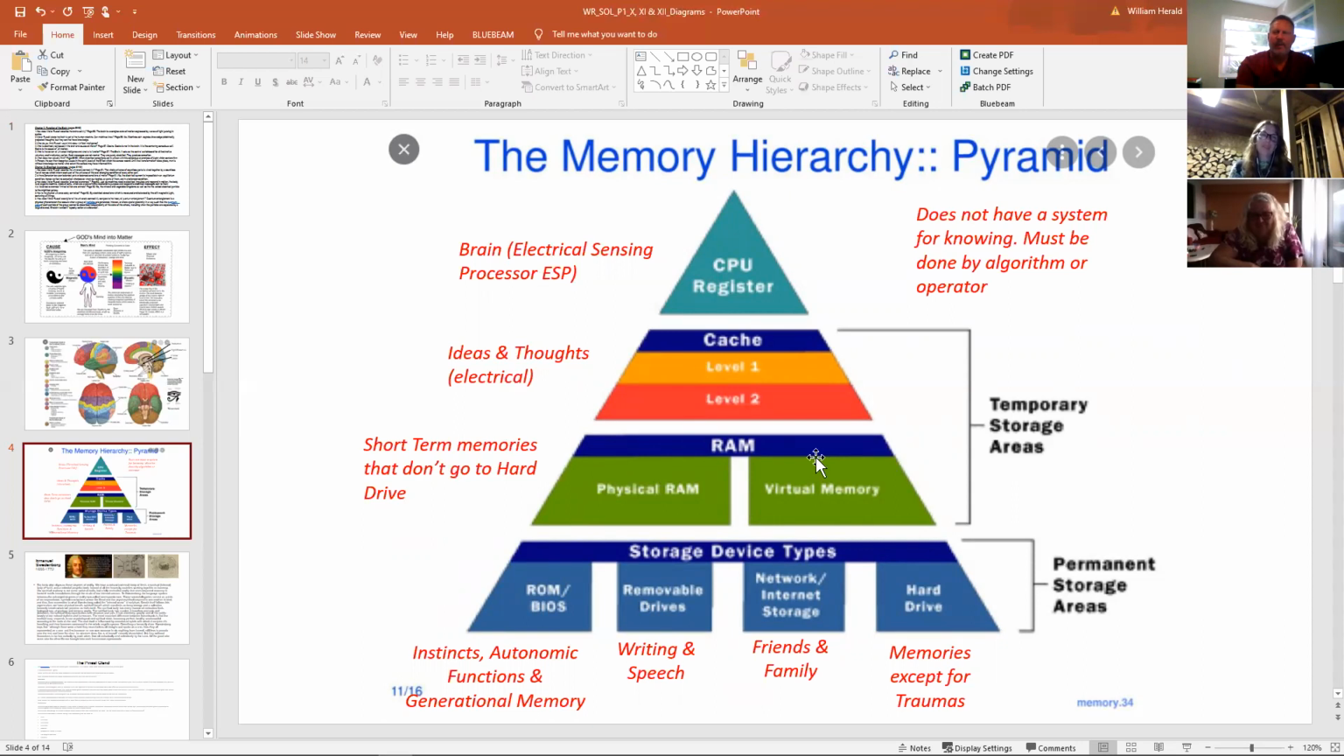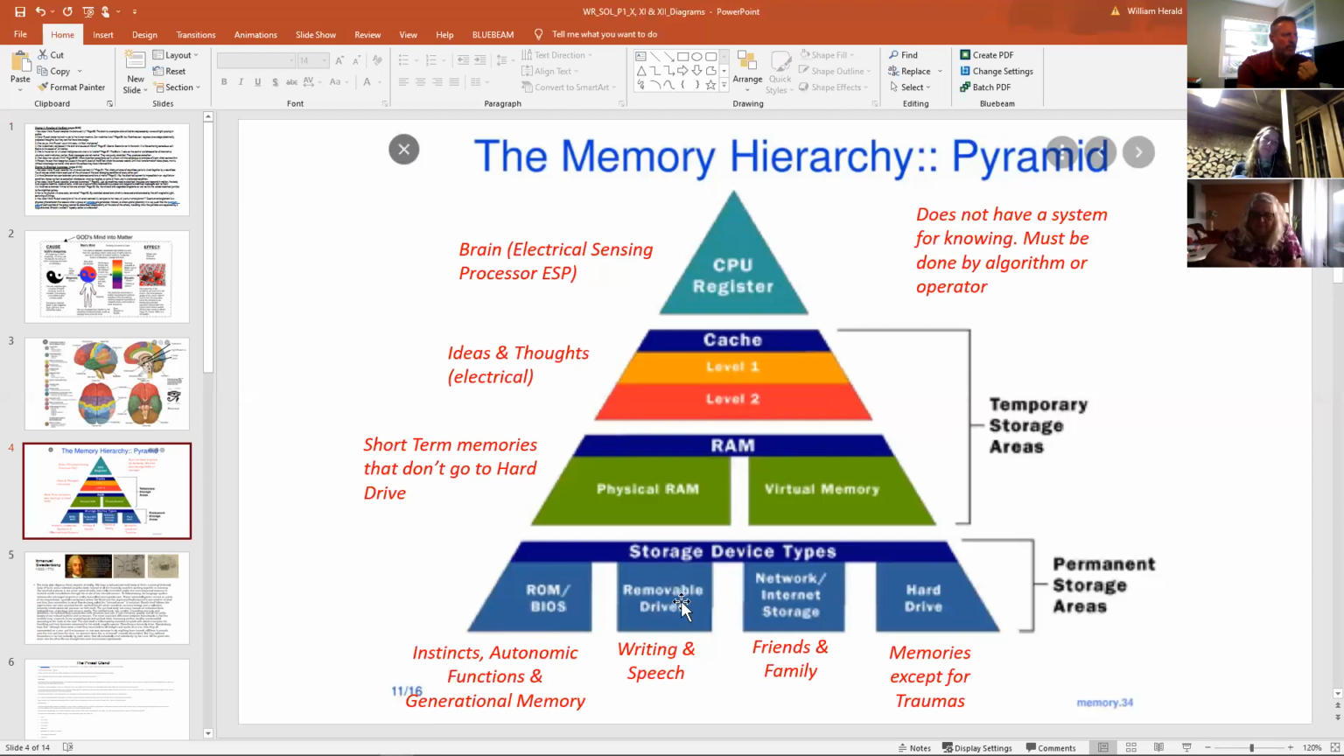If we retained all of our thoughts and remembered everything, we would be lost because we would be stuck in the moment. So we have to let things go so that we can move on. And so we don't record all things into a permanent storage area, which is these storage devices. Within this hierarchy, we have the ROM or BIOS, which is built onto the motherboard and which functions like your instincts, your autonomic functions, your reflexes, your heartbeat. And also it could be generational memory that Bruce Lipton talks about with epigenetics, things that could be stored in our bodies.